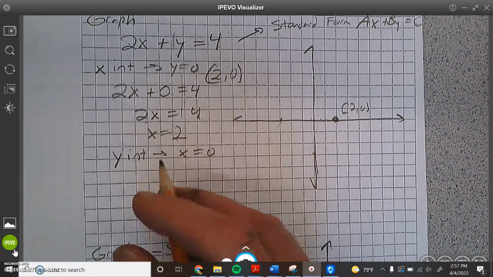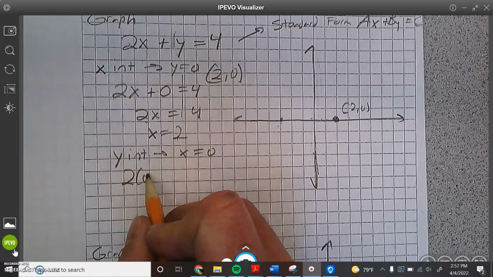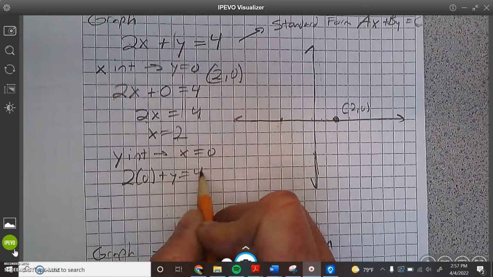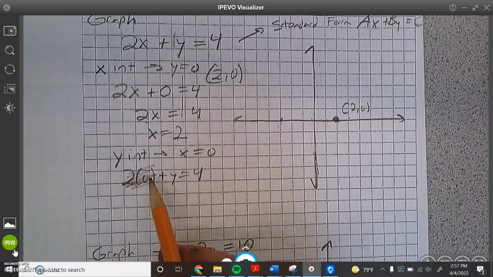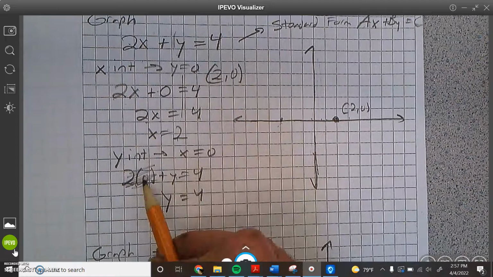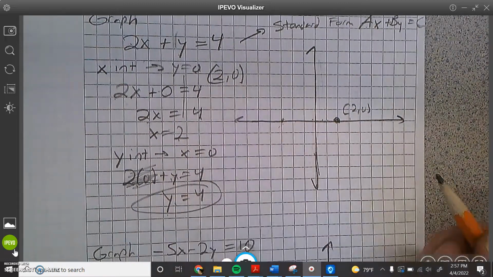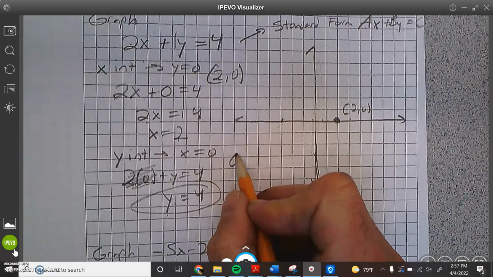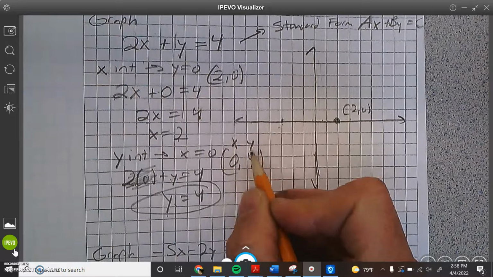All right, let's see. So x is 0, so that's 2 times 0 plus y equals 4. 2 times 0 is 0, so I can just get rid of this. 0 plus anything is just anything. 0 plus 10 is 10. 0 plus y is y. And then y equals 4. I don't have to do anything. y equals 4. So x is 0, y is 4. That's x, that's y.